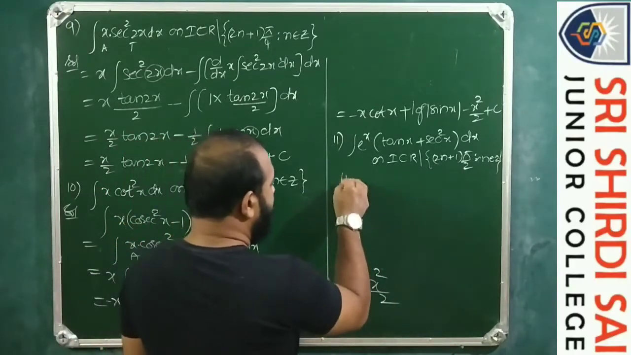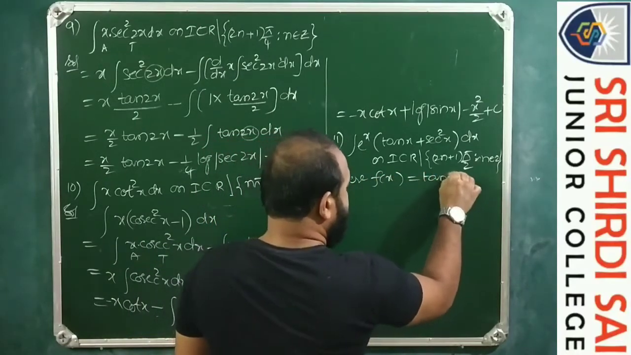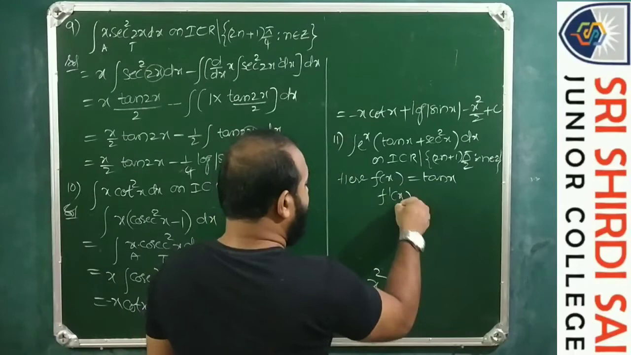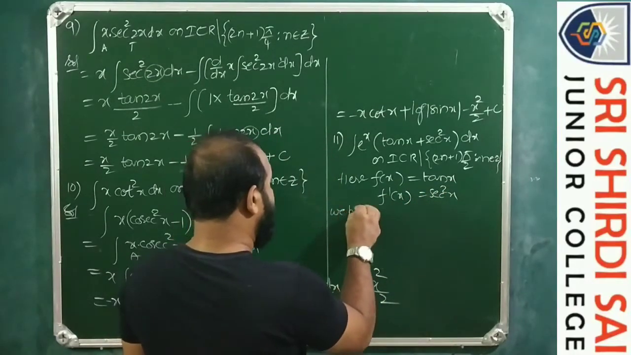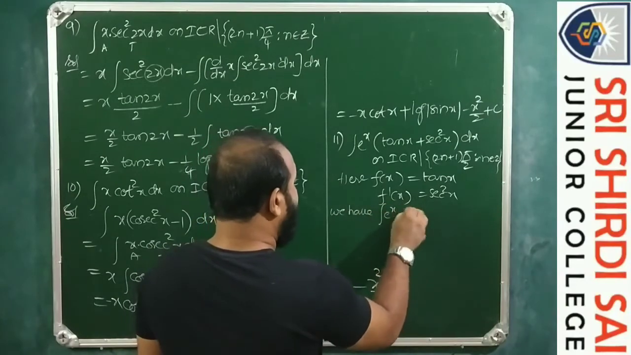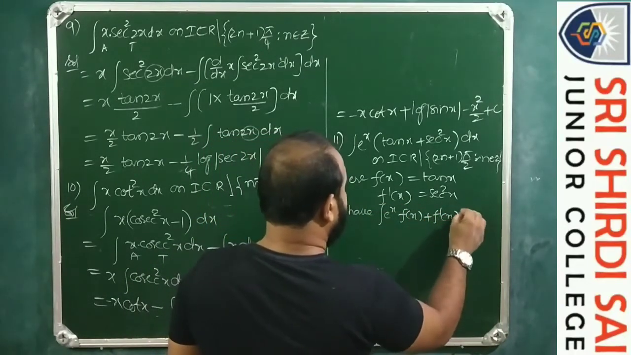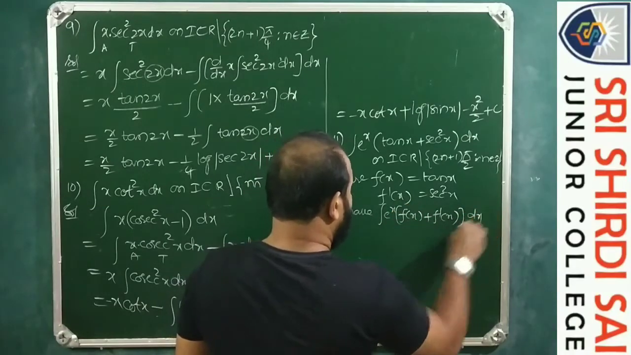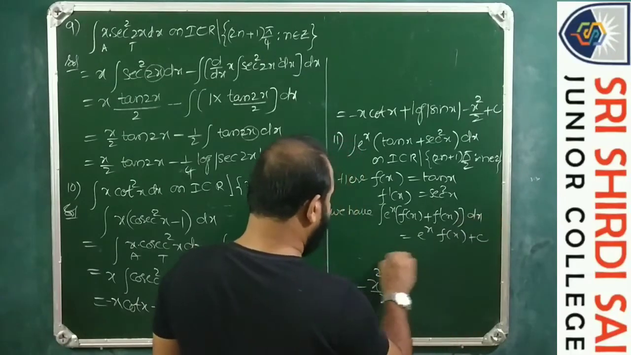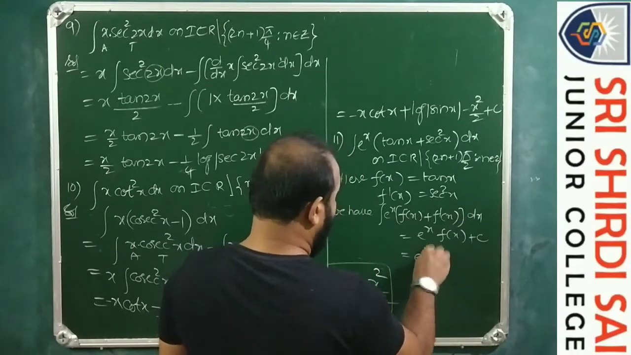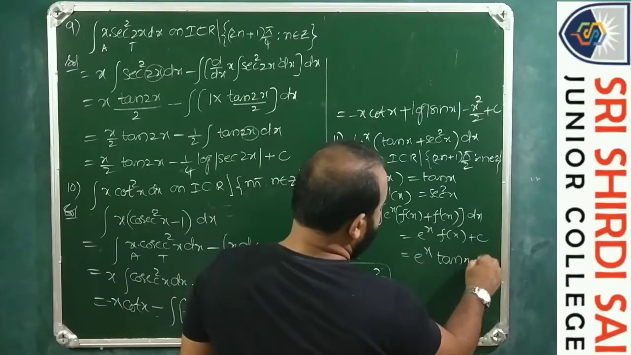Here f of x is equal to tan x, f dash x is equal to secant square x. So we have integral e power x into f of x plus f dash x dx is equal to e power x into f of x plus c. So here the answer is e power x into tan x plus constant of integration c.